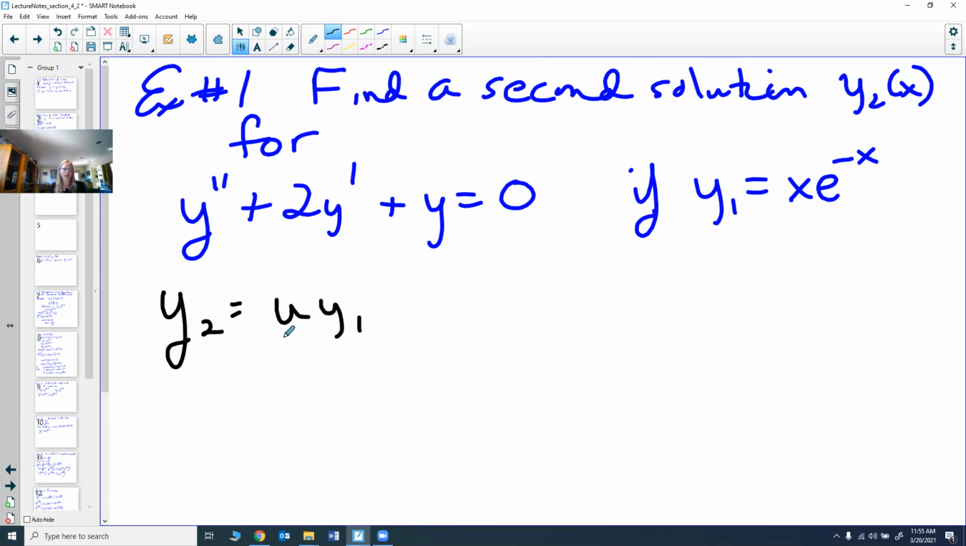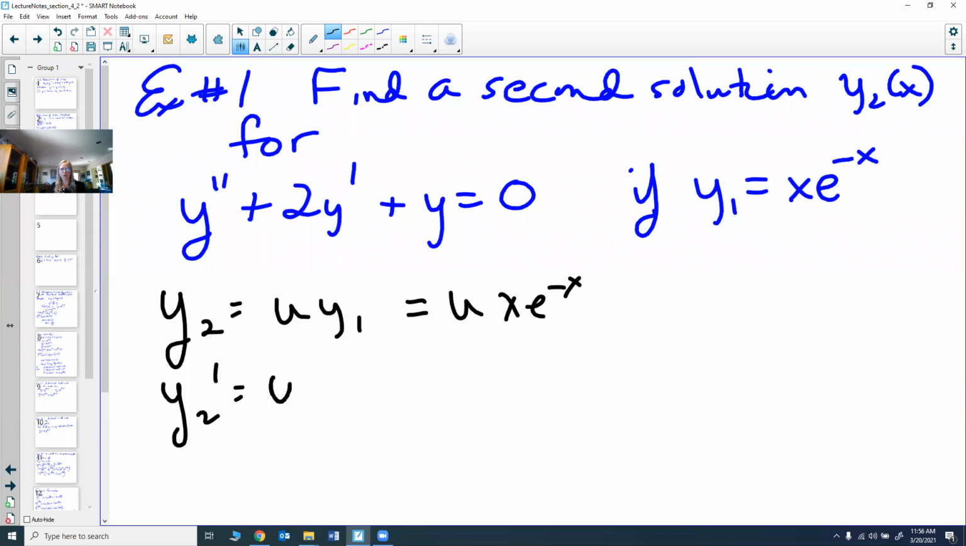All right, so if y2 is equal to u times y1, and y1 is x times e to the minus x, then y2 is u times x e to the minus x. If I know y1 is a solution, in other words it satisfies this differential equation, then y2 is also a solution and will satisfy this differential equation. So as we've always done, plug it in, which means I need to know what y prime is. Well, this is a product. In fact, it's multiple products.